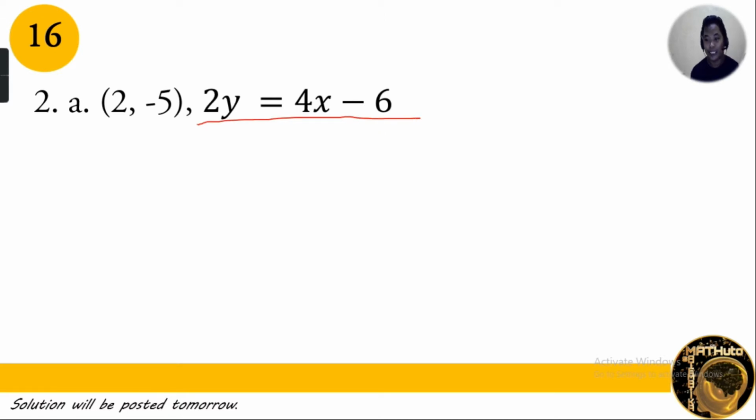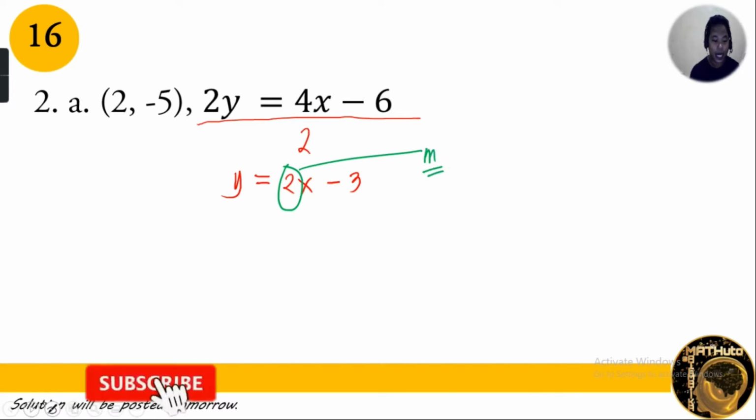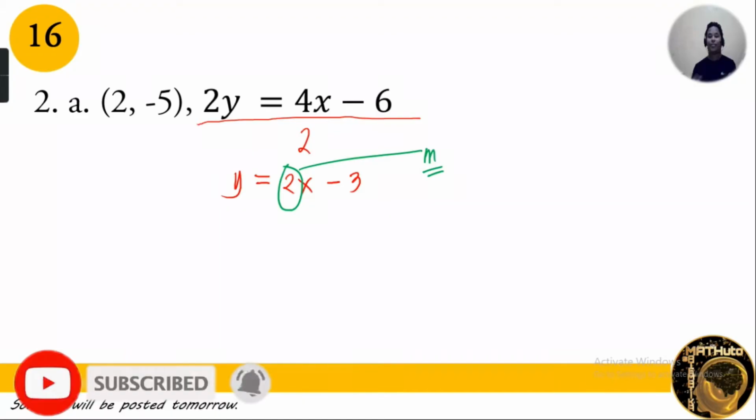So we're going to simplify first para ma-determine natin yung slope. Since yung kasama dito ng y ay 2, we're going to divide all the terms by 2. So y is equal to 2y divided by 2 is y. 4 divided by 2 is 2x minus 6 divided by 2 is 3. Therefore, 2 is the value of our slope.